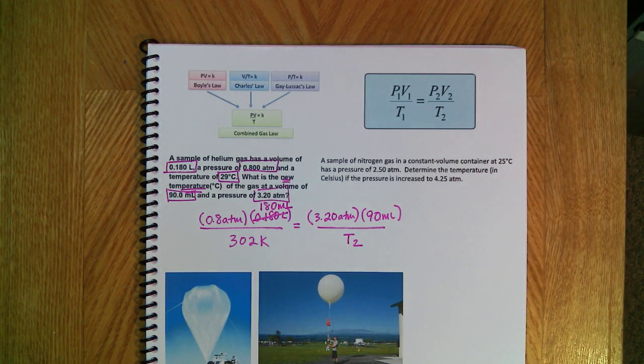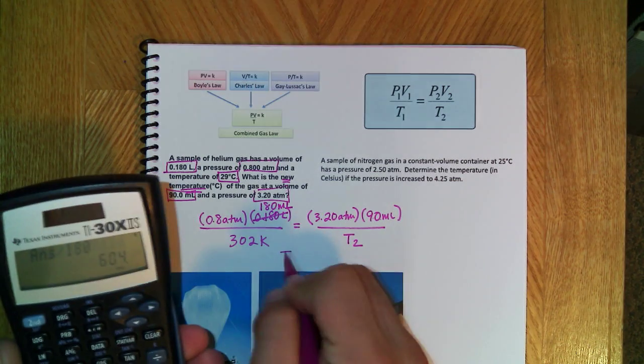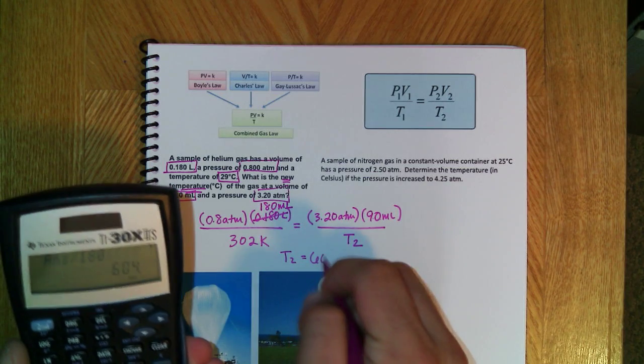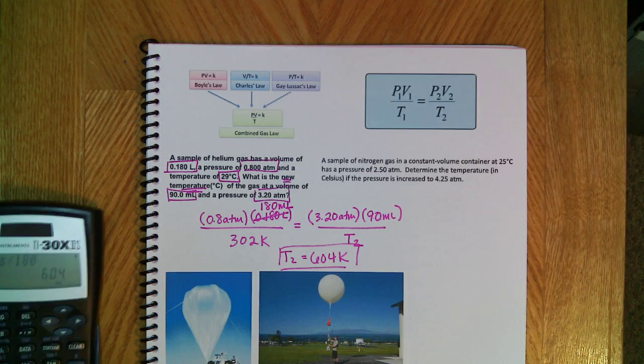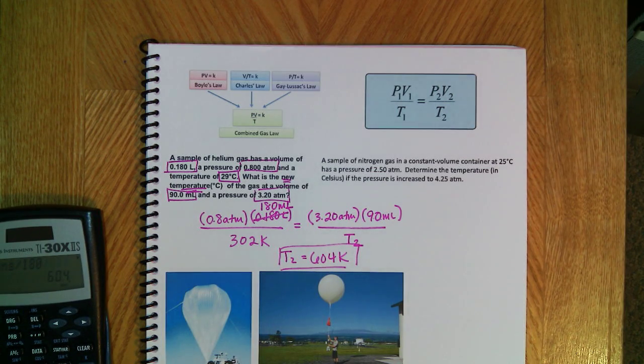So if we do the algebra here, 3.2 times 90 times 302 divided by 0.8 divided by 180, you should get a final temperature of 604 Kelvin. You can leave it like that. If they wanted the temperature in Celsius, you would have to subtract out 273.